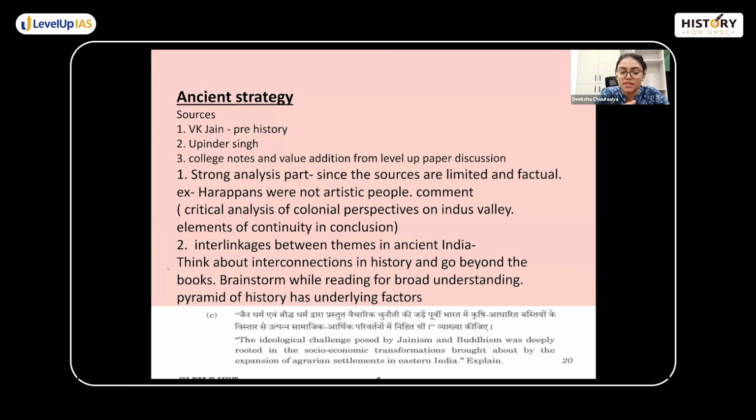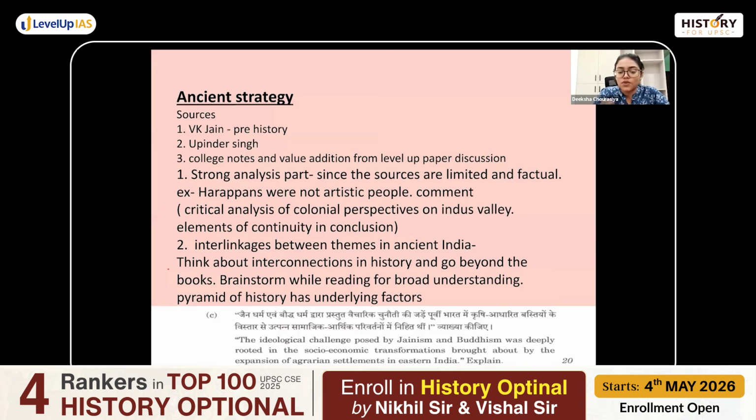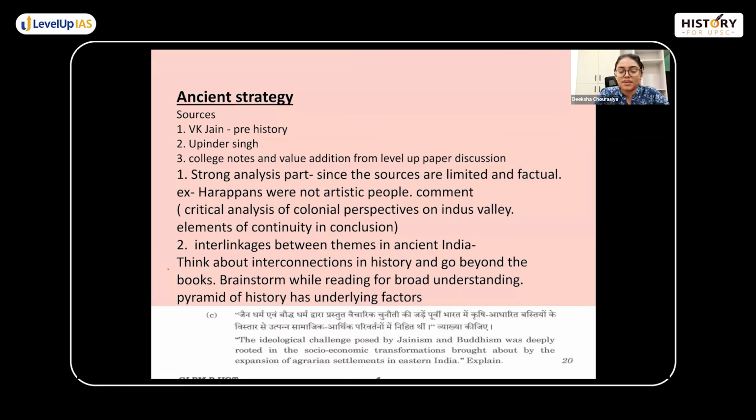was deeply rooted in the socio-economic transformation. This question I had attempted in my real paper as well. So for this, you had to connect religion with economy and with society. These were the three things that you had to interconnect. So I think in our mind, it is very clear why it happened, but it is very difficult to write all this in a very comprehensive manner.